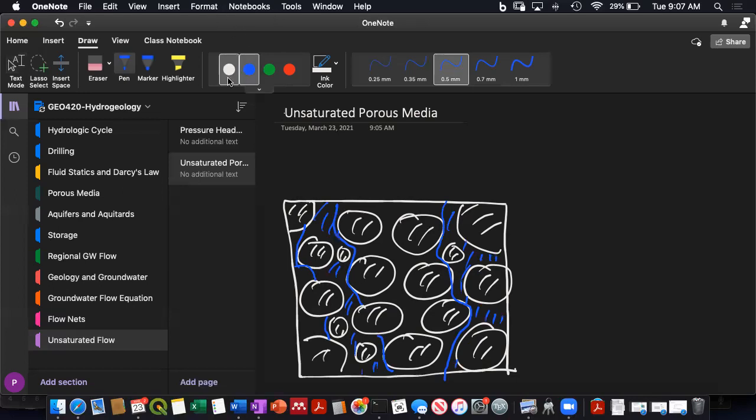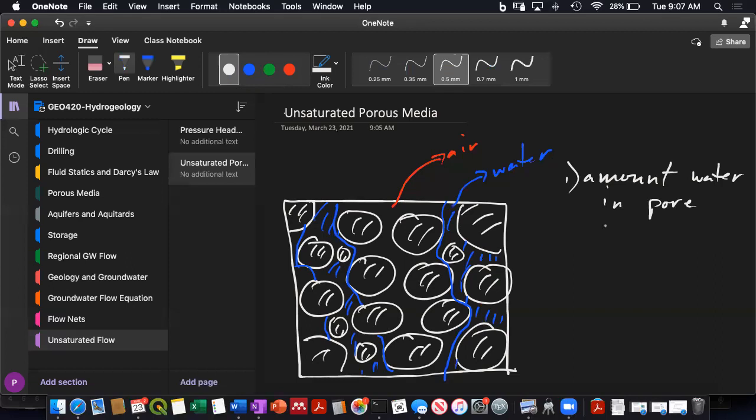Some observations about what we would look at if we were looking in a slice of porous media. One is that, let's say this is air here, and this is water in my pores. So one, the amount of water in pore space varies. And we already calculated some of these things, but we have a way to measure the amount of water in the pore space. Does anybody remember what that was? We had a few different ones.